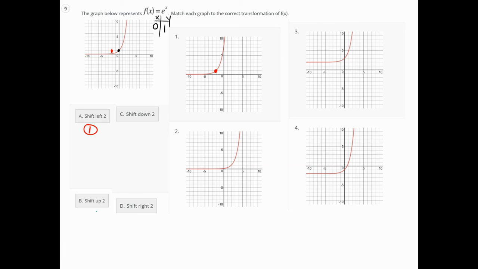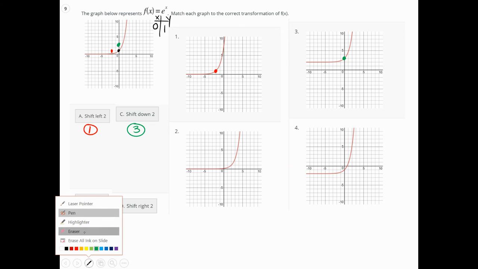And then I'm going to change colors. Let's go to B. It says shift up 2. So if I take that point and shift it up 2, of course, the whole graph would shift up 2. Then look back at my graphs. The one that seems to match that is over here, number 3. It has that shift up 2. A little crazy with my numbers there.